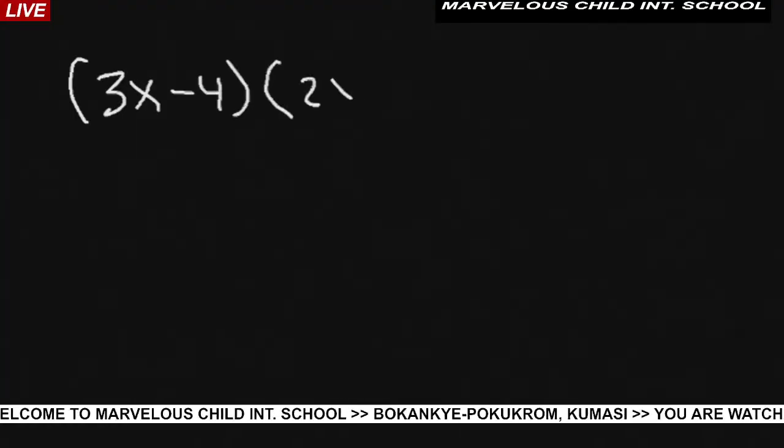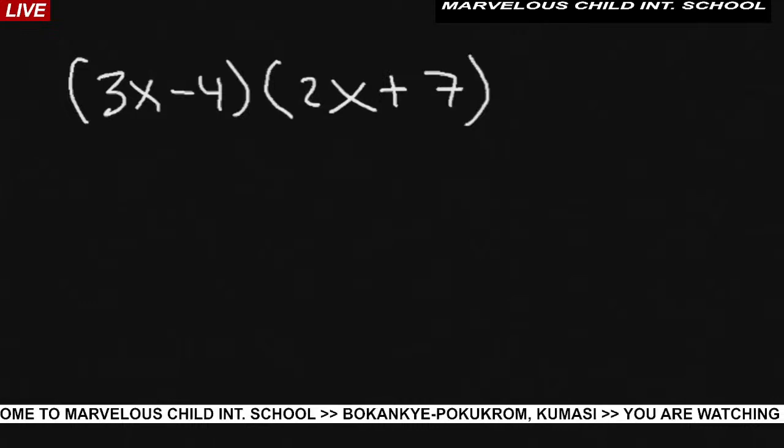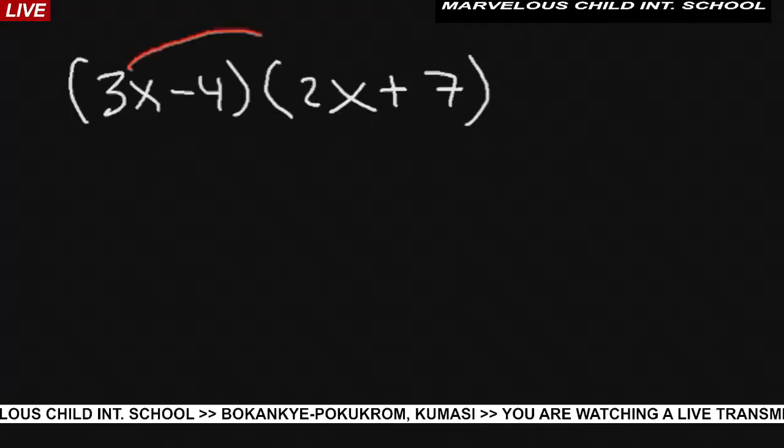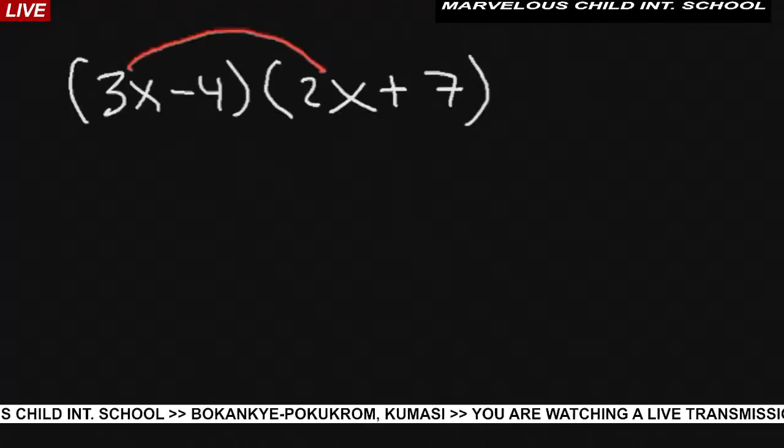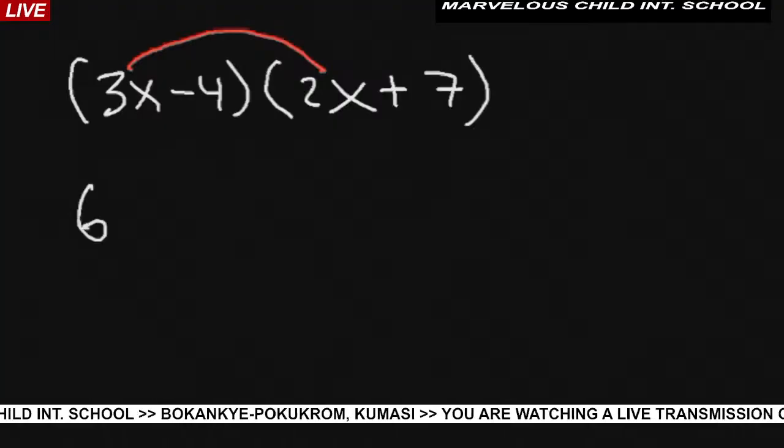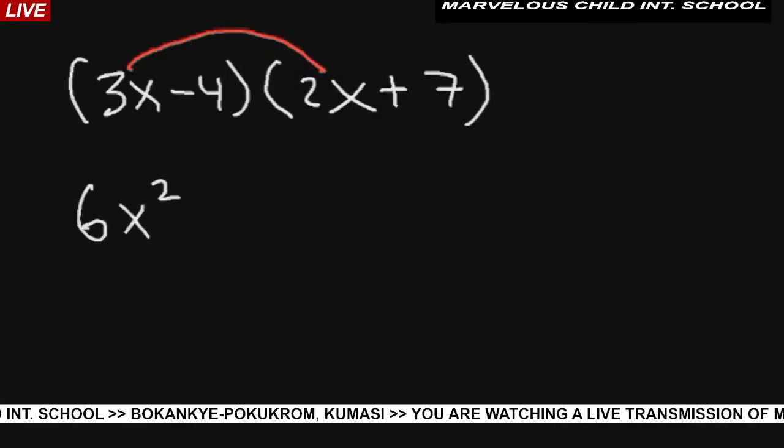Now let's multiply a binomial by another binomial. So what's 3x minus 4 times 2x plus 7? So what we need to do here is something called FOIL. We need to FOIL these two expressions. What's 3x times 2x? 3 times 2 is 6, and x times x is x squared. Keep in mind this is x to the first power. 1 plus 1 is 2.